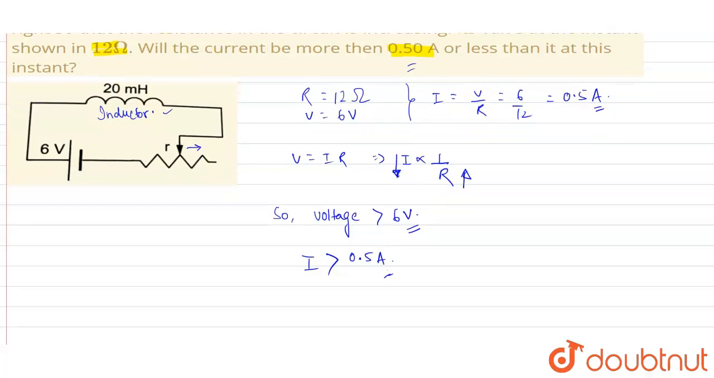answer for the question, which is, will the current be more than 0.5 ampere or less than it at this instant? So at this instant, current will be more than 0.5 amperes. Okay, thank you.